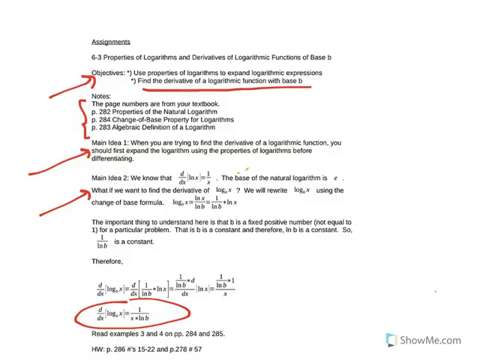In this lesson, we learned how to use properties of logarithms to expand logarithmic expressions, and we saw an example where we used this precalculus to first expand our logarithmic function, and then we differentiated, and that made the differentiation easier. And we just saw a couple of examples for finding the derivative of a logarithmic function with base b. For additional examples, you can refer to your textbook, read examples 3 and 4 on these pages, and you can do your homework.